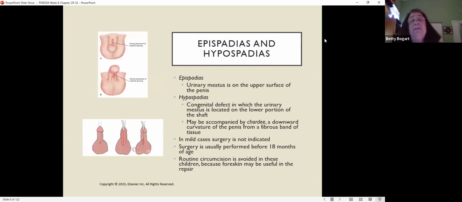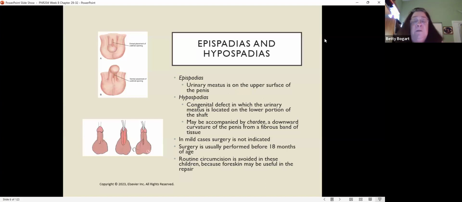Now, epispadias and hypospadias are again in a male, in the penis. Epispadias is somewhere on the top of the penis, where that urethra opening that should be at the end is up here. It's not there at all. It's up here somewhere. Hypospadias is on the underneath part of it. It can also be chordee too, which is the shape of the penis.